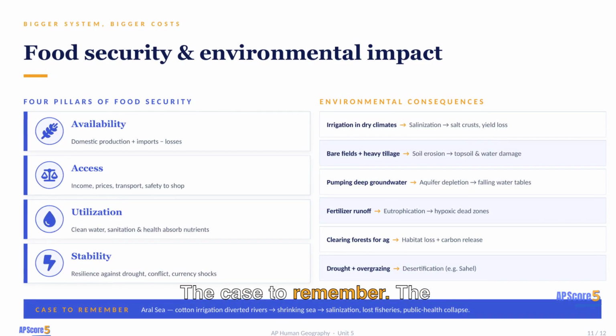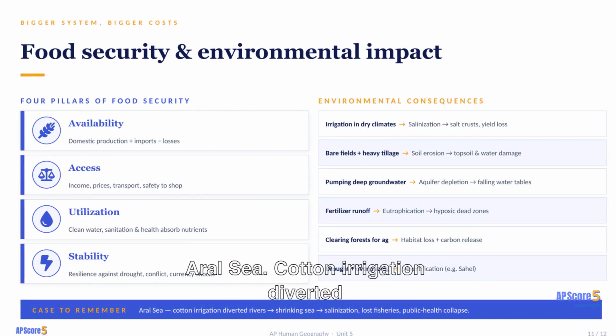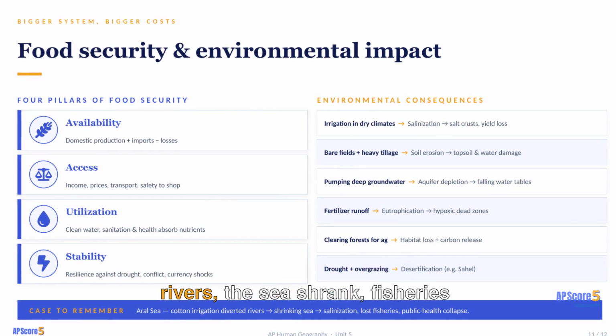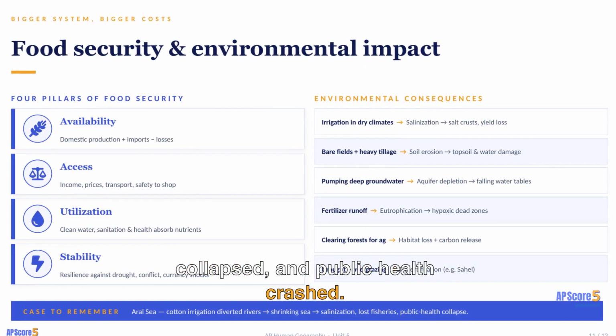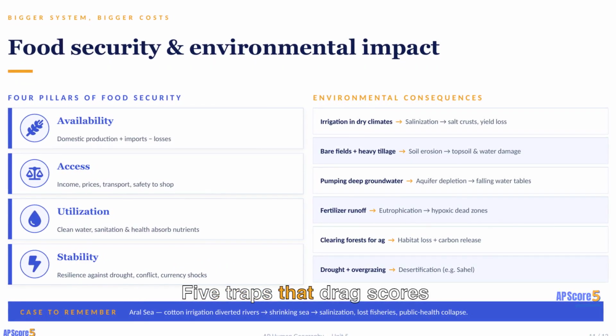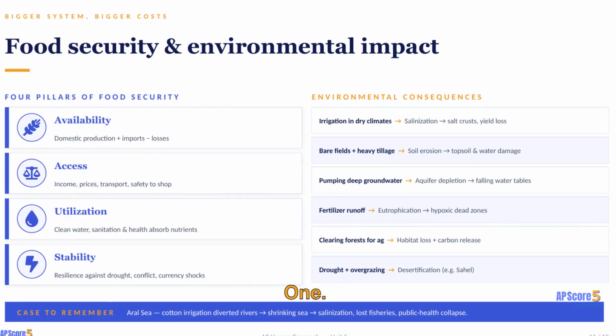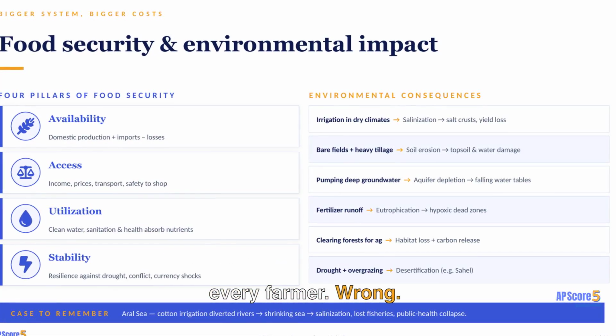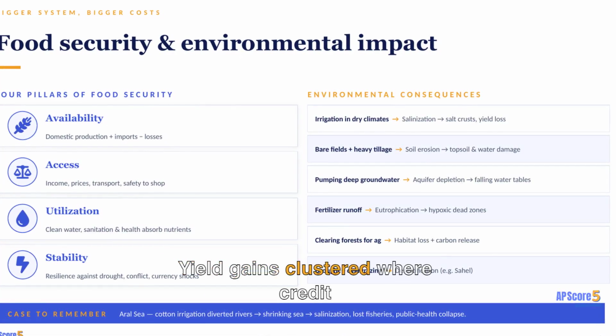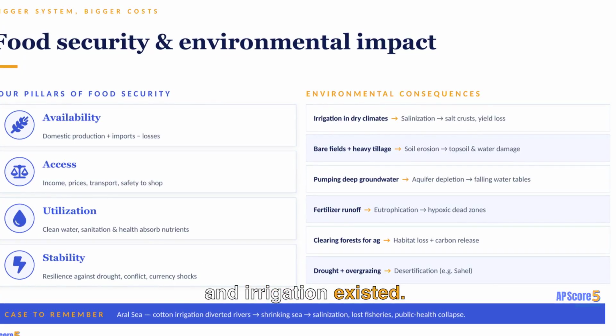The case to remember: the Aral Sea. Cotton irrigation diverted rivers. The sea shrank, fisheries collapsed, and public health crashed. 5 traps that drag scores down. 1. Saying the Green Revolution helped every farmer. Wrong. Yield gains clustered where credit and irrigation existed.